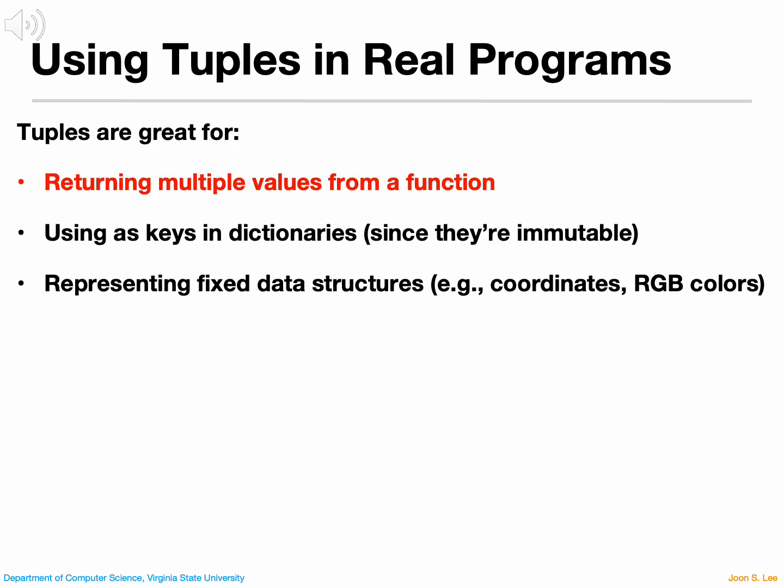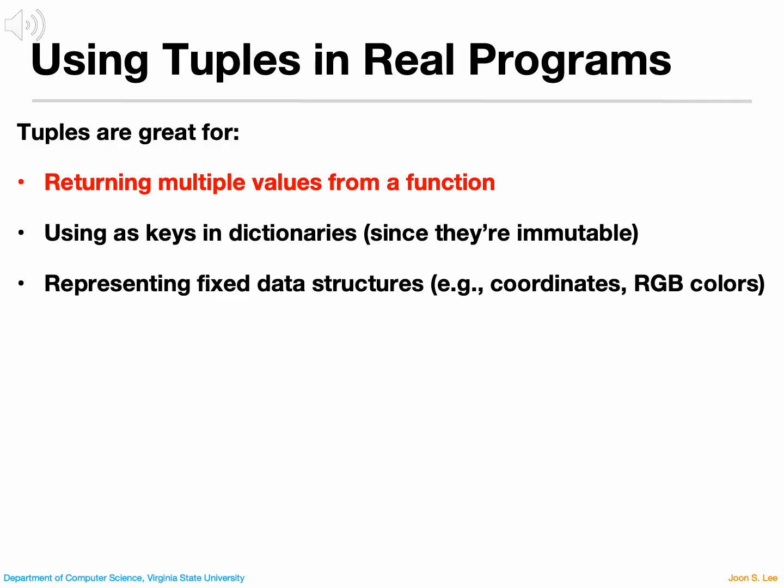Tuples might seem simple, but they're incredibly useful in real programs. One common use is returning multiple values from a function. Unlike many other languages that allow only one return value, Python functions can return a tuple, and that lets you send back several pieces of information at once. We'll see examples of that later when we write our own functions.